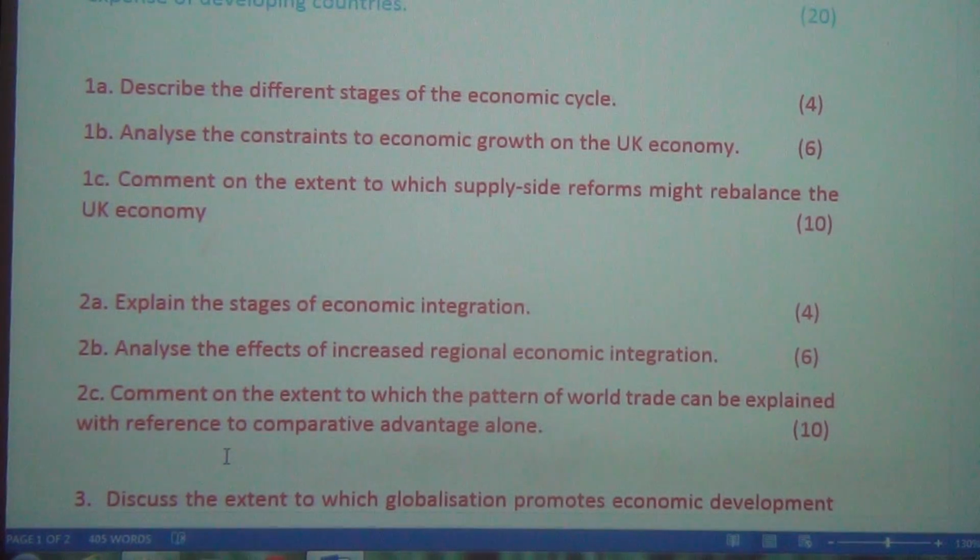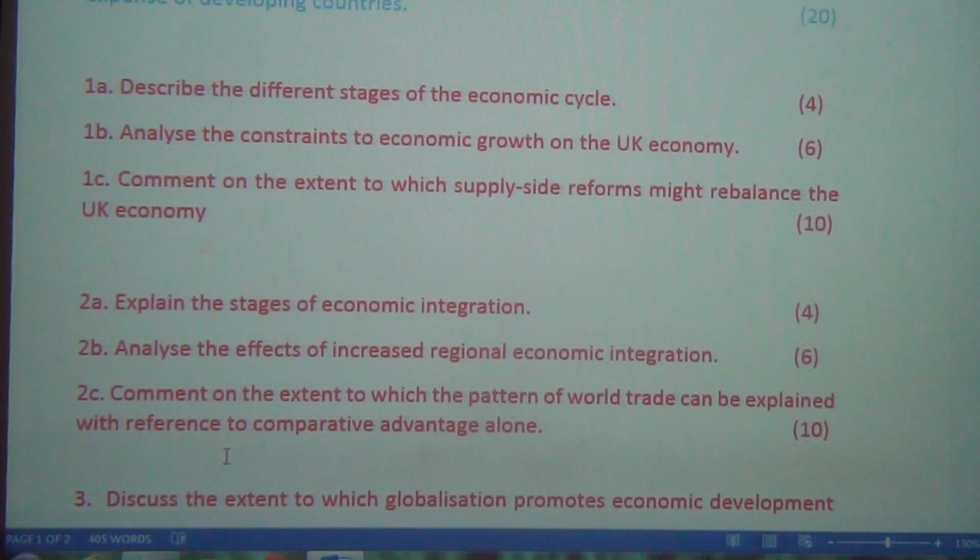1A, describe the different stages of the economic cycle, for 4 marks. 1B, analyse the constraints to economic growth in the UK economy, 6 marks. 1C, comment on the extent to which supply side reforms might rebalance the UK economy, 10 marks. Question 2.